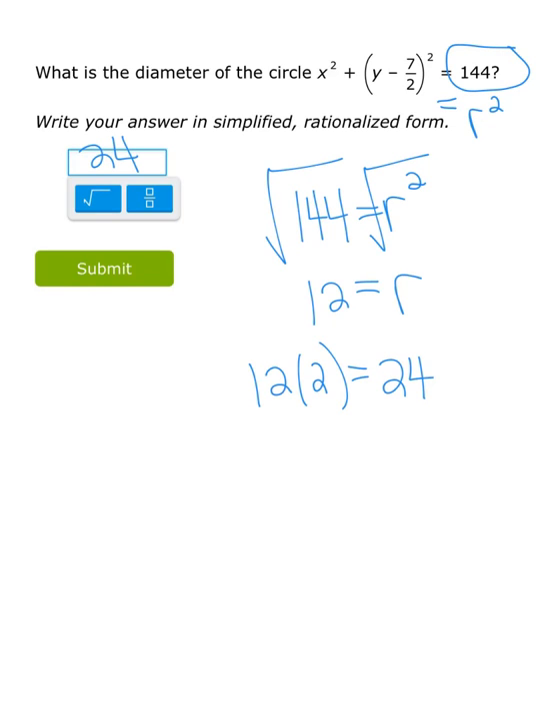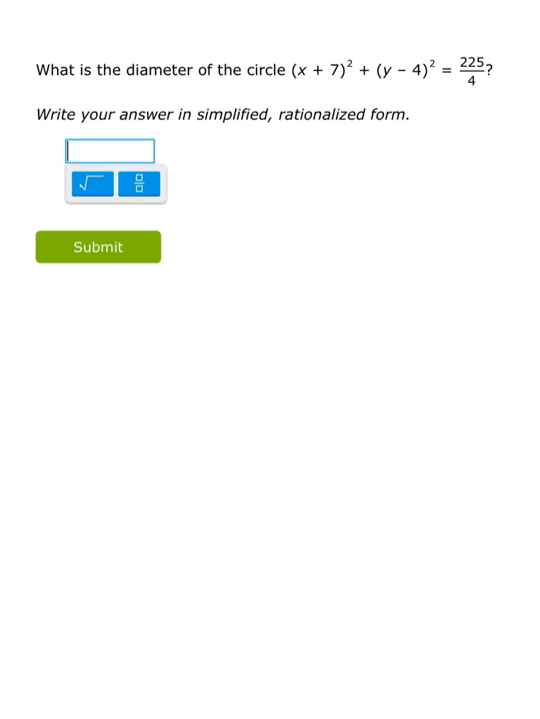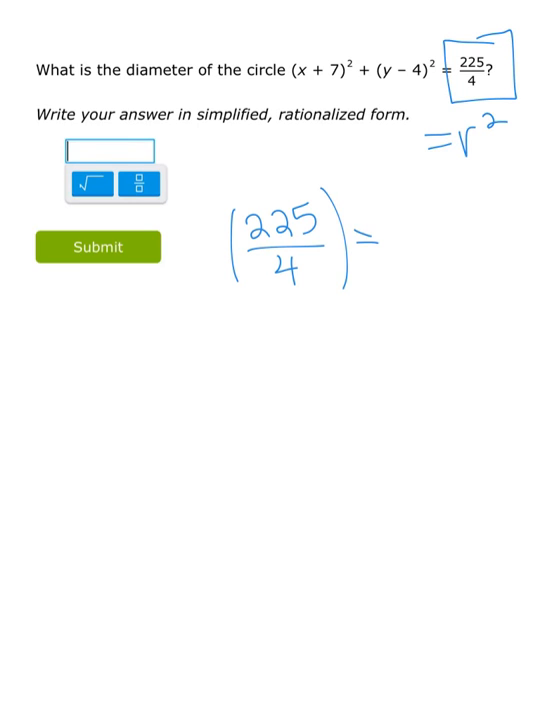Okay, last example. Same thing, I need to look at the right side of the equation, and it wants to know what's the diameter. Don't freak out because it's a fraction. It's okay, we can do it. So I know once again that 225 over 4 equals the radius squared. So I would have to take the square root of each side once again.